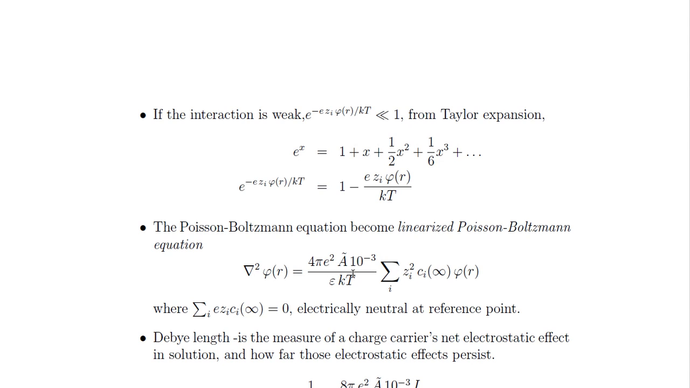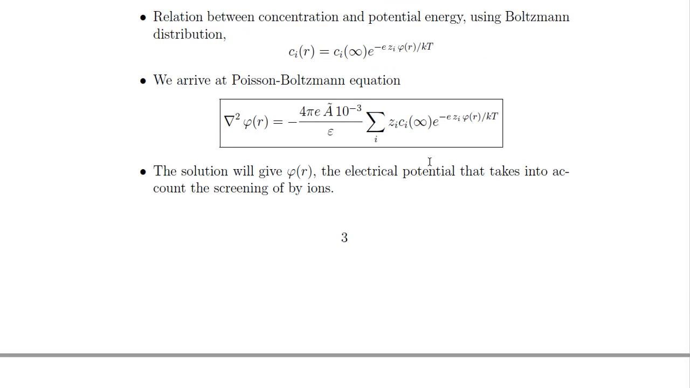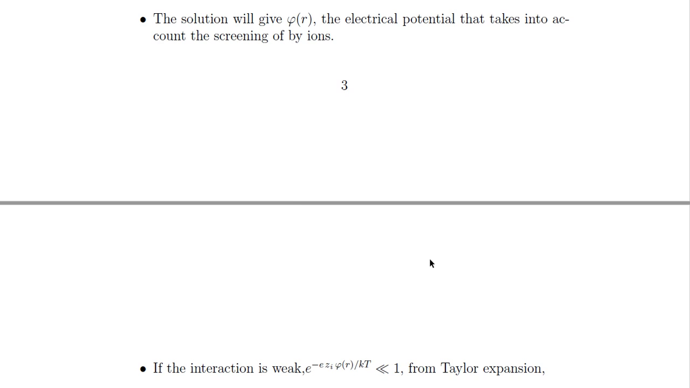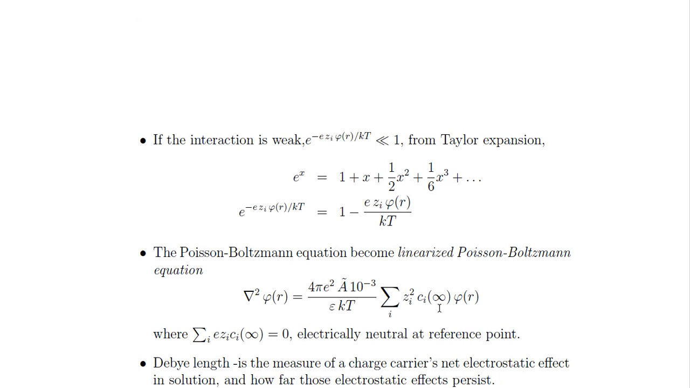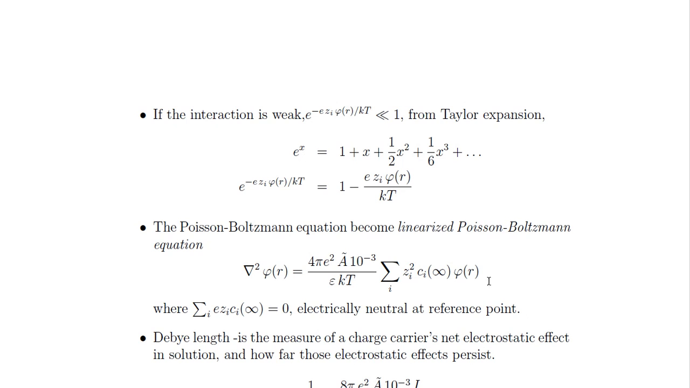Where the sum over i of e Zi Ci infinity equals 0, because there is no ion at infinity. Okay, so here we can see that rather than using the exponential, we have just a multiplication, a linear equation.